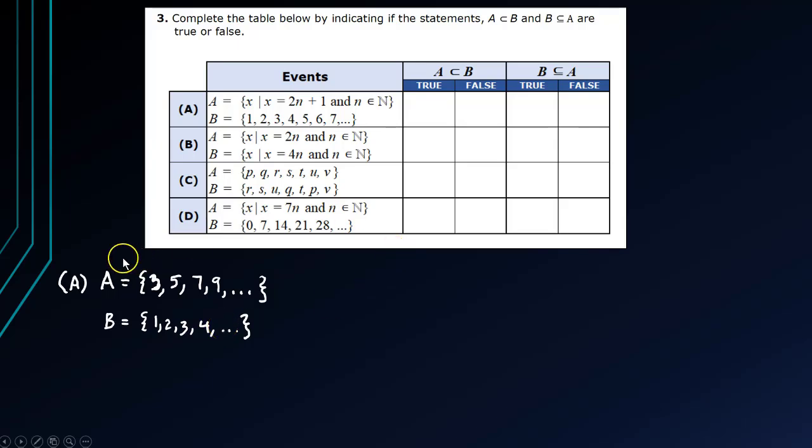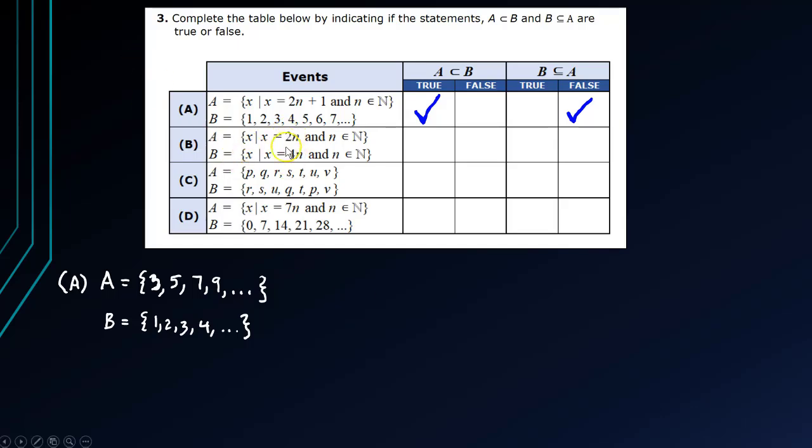So is A a proper subset of B? Well, A is definitely a subset of B. So that is true. Is B a subset of A? Well, B is actually bigger than A. It has more elements than A does. So there are some elements in B that are not contained in A. So B would not be any kind of subset of A. So it's true for the first statement, A being a proper subset of B, but it's false for the statement that B is a subset of A.